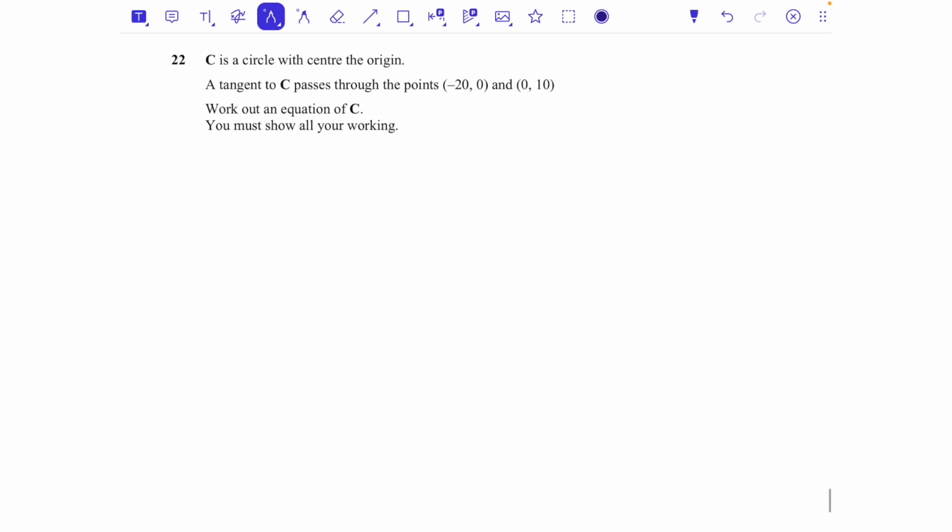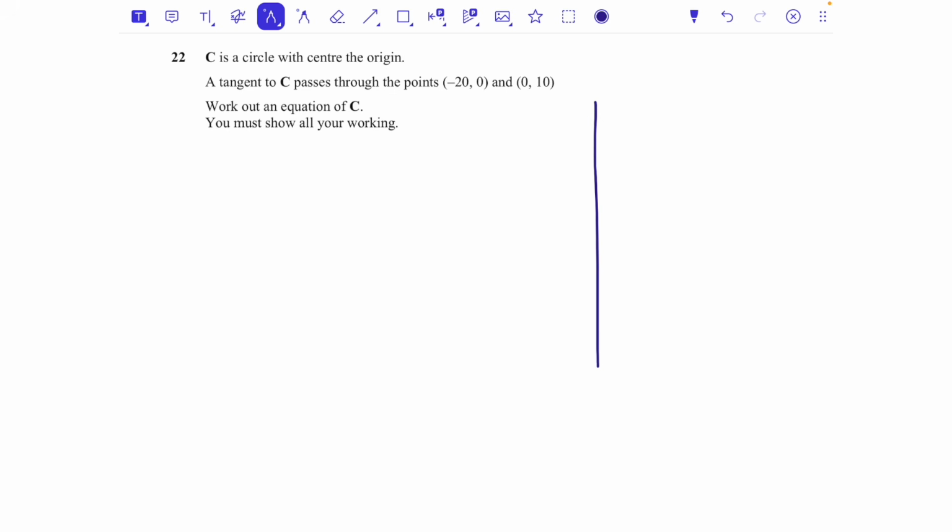Question number 22, last one on this paper. C is a circle with centre at the origin. A tangent to C passes through the points minus 20, 0 and 0, 10. Now I have to immediately draw these questions. I cannot visualise it otherwise. I find it really helpful just to draw it out.